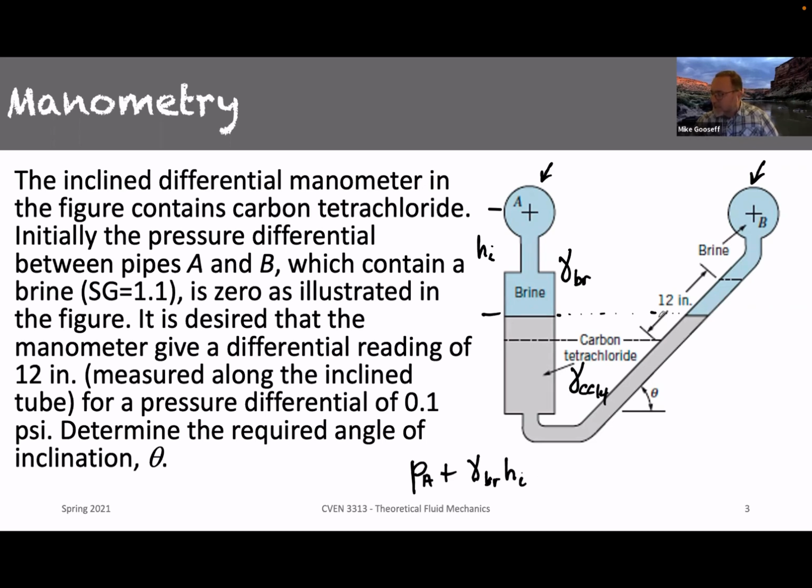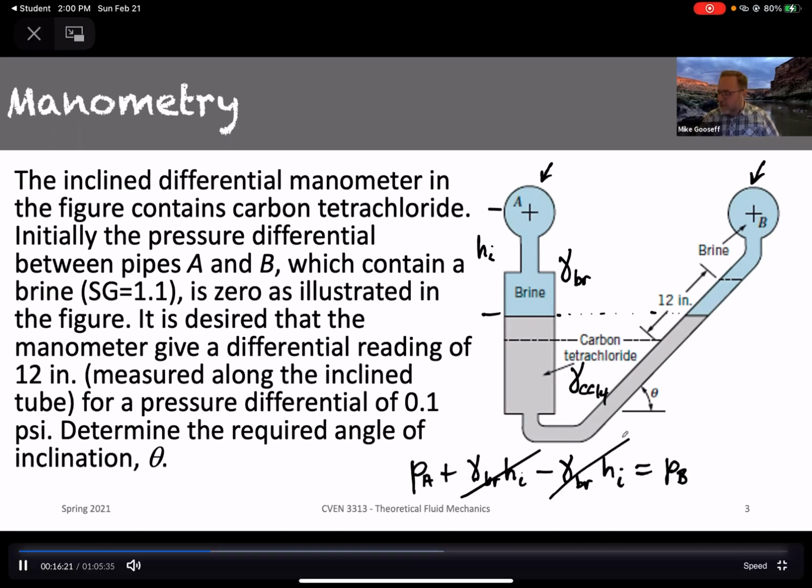And then to get to B, we would say minus gamma brine, and then also times H sub I. We could otherwise put H sub I in some sort of length context to get out here and use some trigonometry. But then we would say this is equal to P sub B, okay? Now, ultimately, this cancels with this, right? One's plus, one's minus.